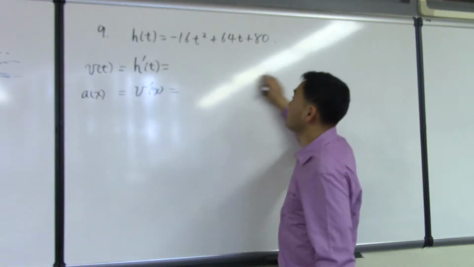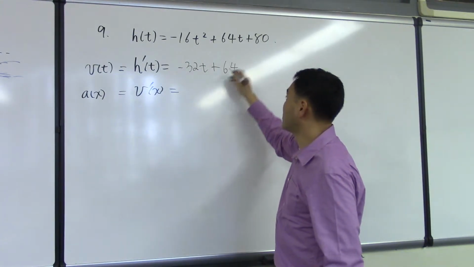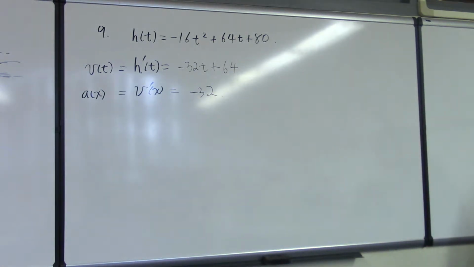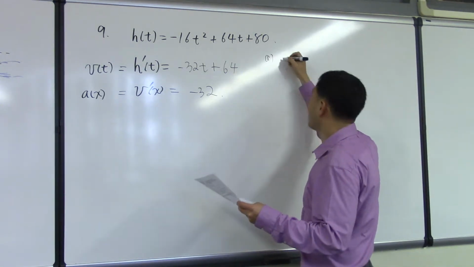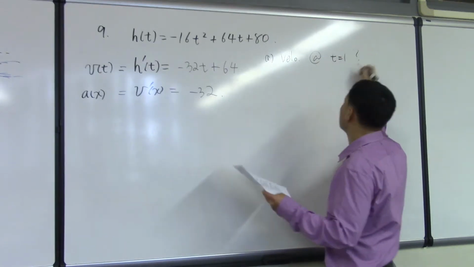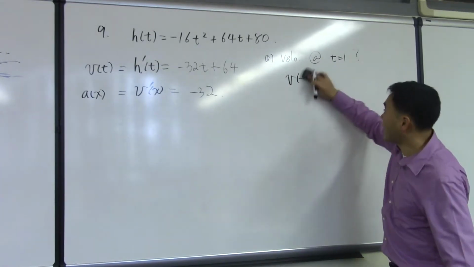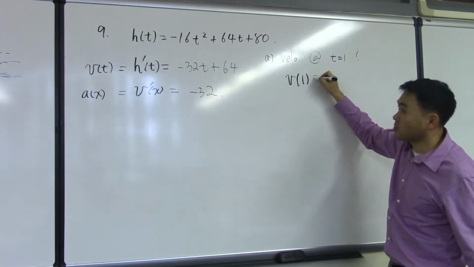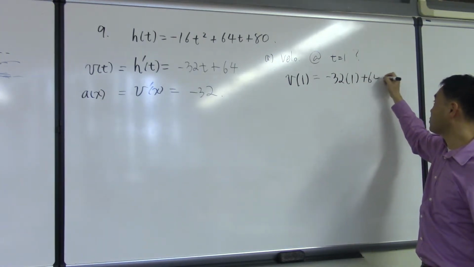All right, so let's differentiate. If you differentiate once, that's negative 32t plus 64. If you differentiate twice, that's negative 32. So that's the velocity and the acceleration. Okay? Now let's go through each question. A, what's the velocity at t equal to 1? How do you answer that? Since we have the velocity at each moment in time t, we just have to plug in 1 into the function v(t), and I get negative 32 times 1 plus 64, which is 32.